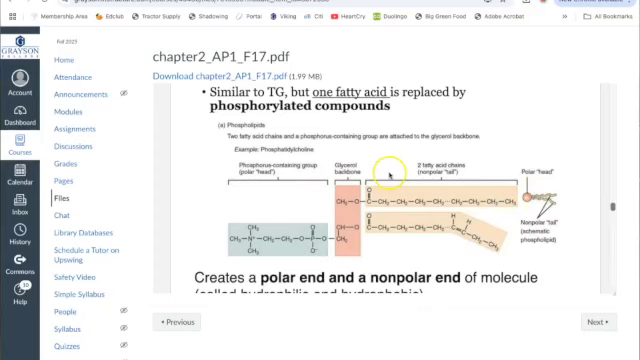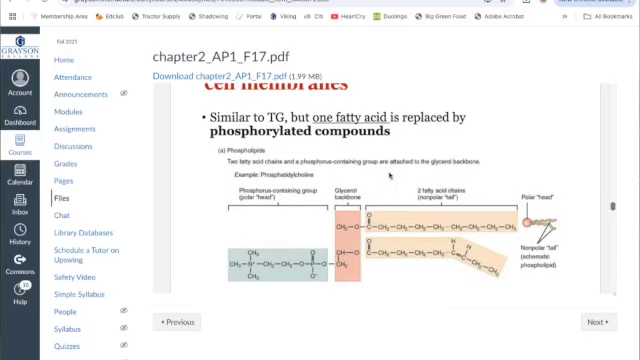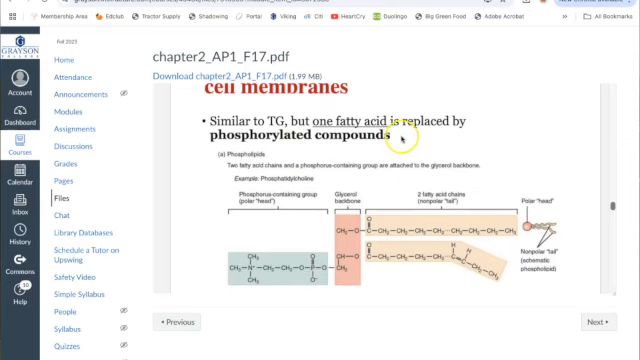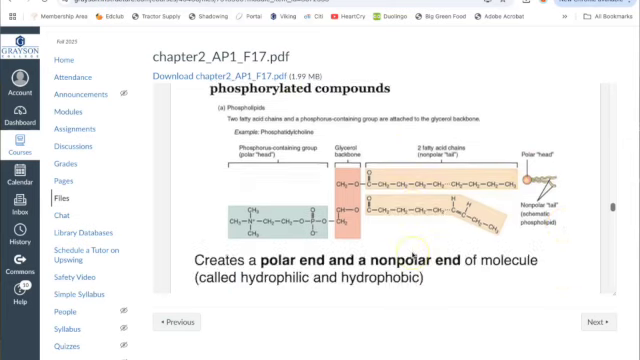Okay, and it's similar to a triglyceride. Okay, it's that one of the fatty acid chains is replaced by a phospho part. Remember, this is a glycerol part. Here there are 2 fatty acid chains rather than 3, and the third is replaced by a phospho group.